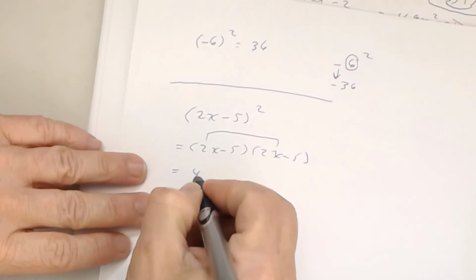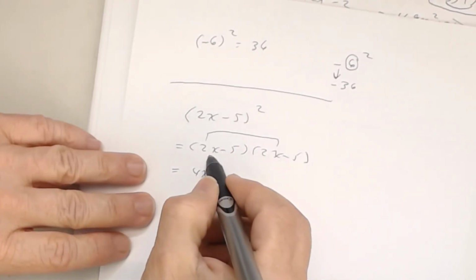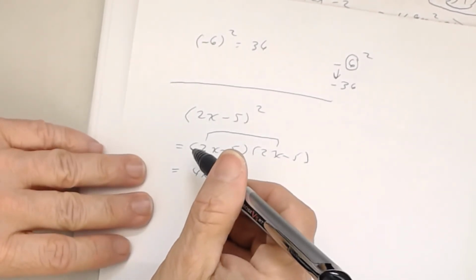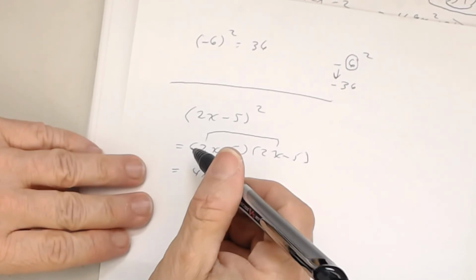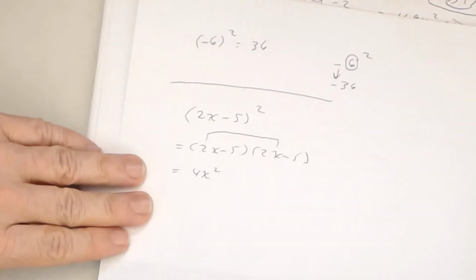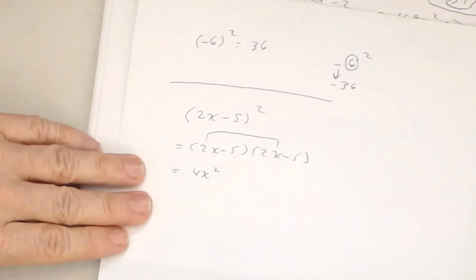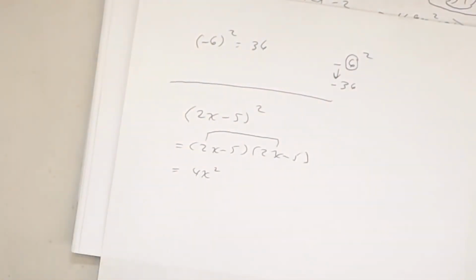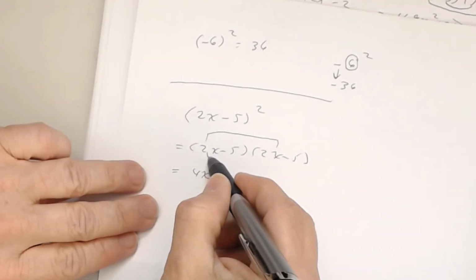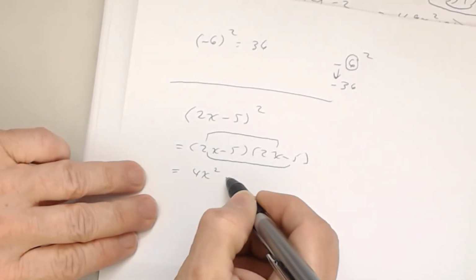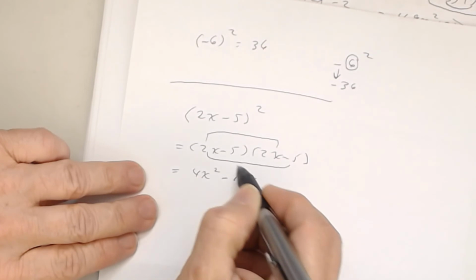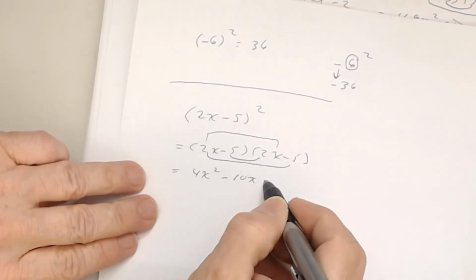Thank you. When I said F, I meant first times first. Can you make that a little bit bigger? I meant, okay, all right. What's the outer? Negative 10x. What's the inner?